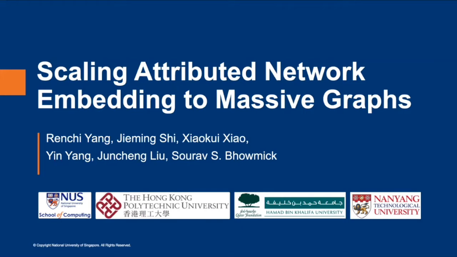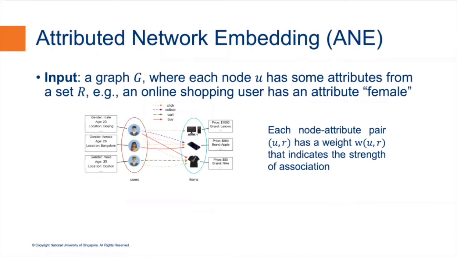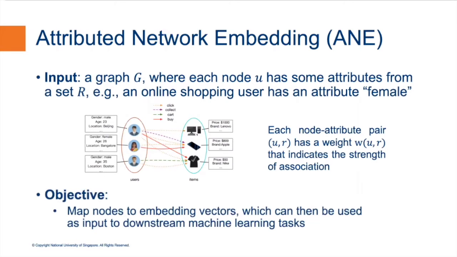Next, I will introduce our work, scaling attributed network embedding to massive graphs. First, let's define the problem we studied. Given an attributed graph where each node has associations with some attributes, such as gender, age, or a user in an online shopping website, the objective of attributed network embedding is to map nodes to low-dimensional embedding vectors, which can then be used as input to downstream machine learning tasks.